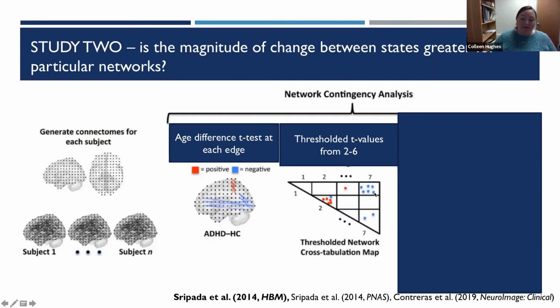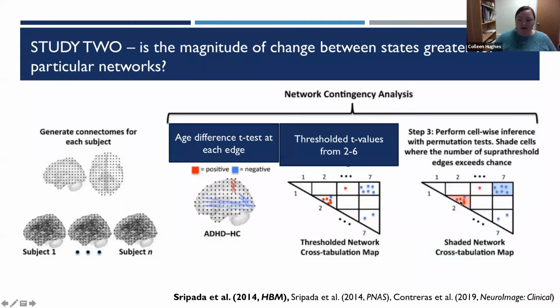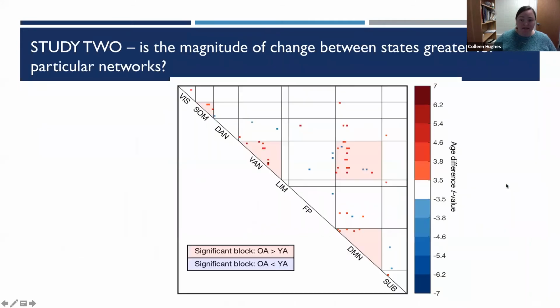And then we simply count these based on chance, based on the permutation testing. And so we highlight the blocks that show age differences in the magnitude of change between states. And what we found was that mostly the magnitude is greater, or completely in this case, the magnitude is greater in older adults, where we see these three within network blocks showing a greater change between rest and task, a greater difference in older adults, as well as one block between networks.